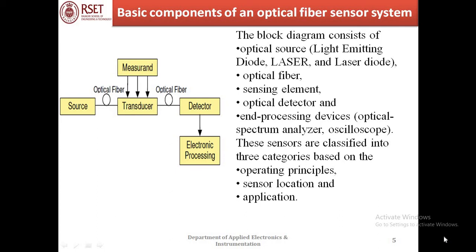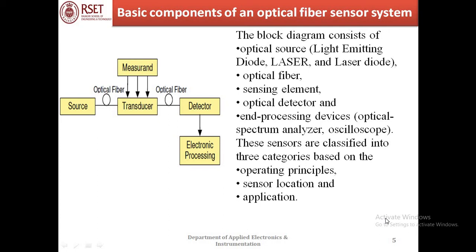The optical sources include LEDs, laser diodes, etc. And the components include optical fiber, a sensing or modulator element which transduces the measurand to an optical signal, an optical detector, and processing electronics. The processing electronics can be an oscilloscope, optical spectrum analyzer, etc.